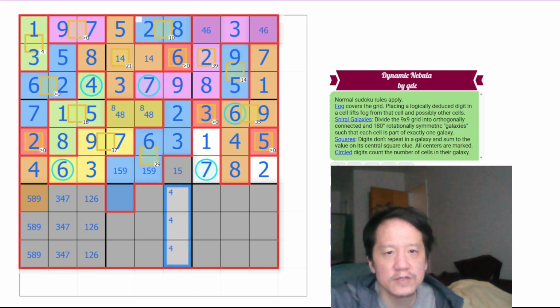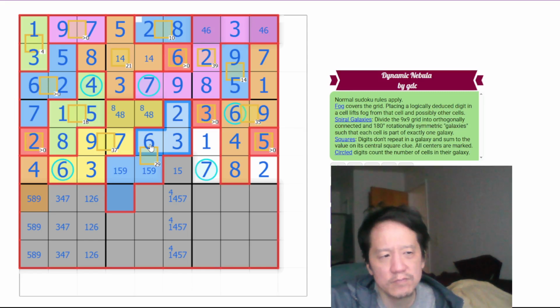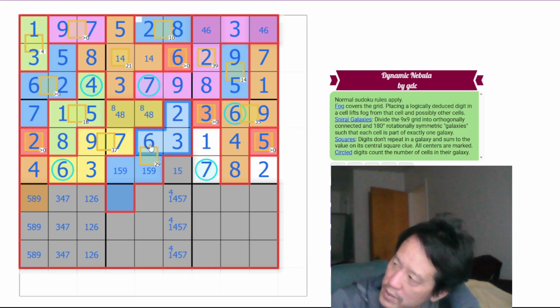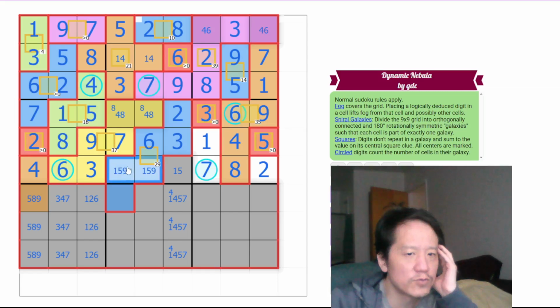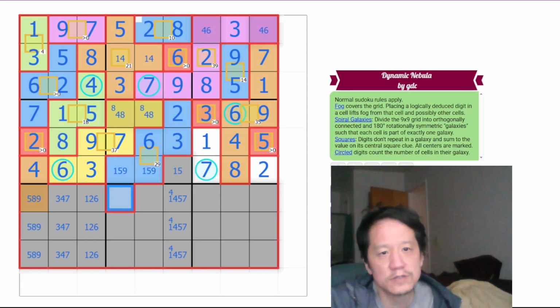That leaves 1, 4, 5, and 7 as possibilities. So we have 2, 3, and 6, which adds up to 11. Is that right? 11? Yeah, 2, 3, and 6 adds up to 11, so the rest must add up to 18. Well, if it's 1 and 9, this is 8. 5 and 9 would have to be with 4.